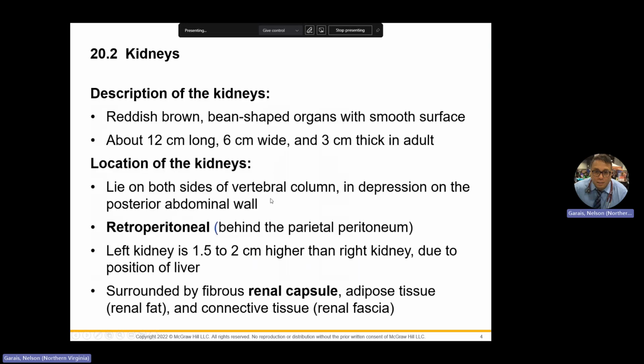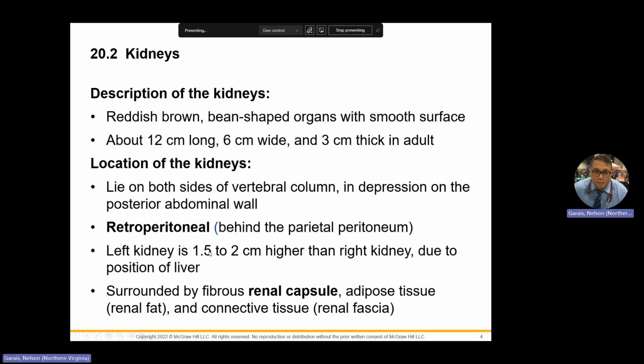Your kidneys are located behind the peritoneum, therefore they are retroperitoneal. So any issues with the peritoneum, in theory, should not affect the kidneys. Your kidney is surrounded by a renal capsule made of a lot of fibers. It has a ton of renal fat and also connective tissue, not only to keep it in place, but again, for protective function.